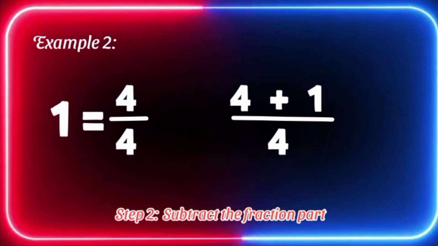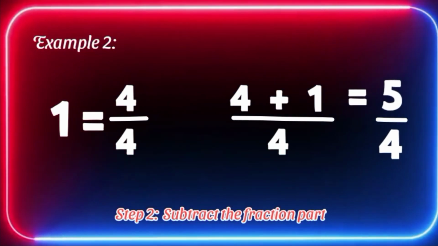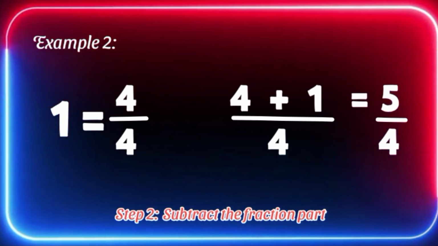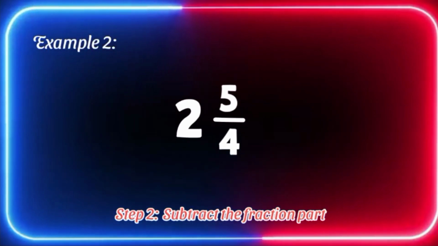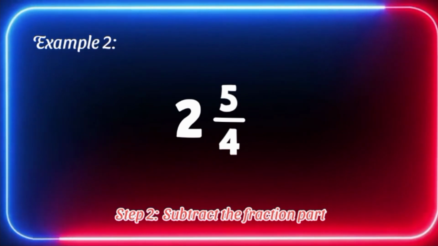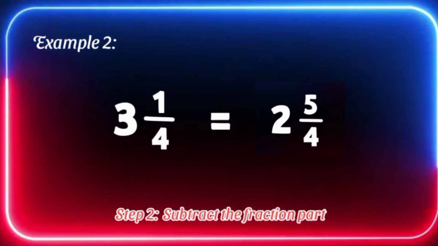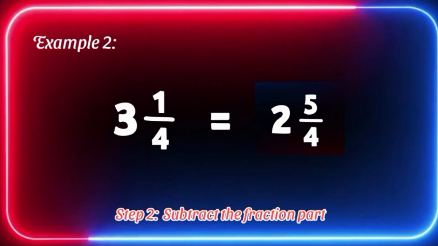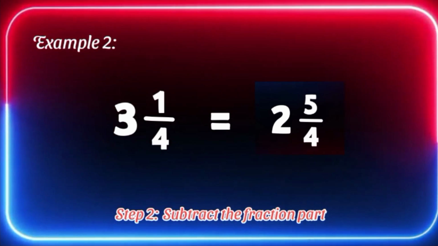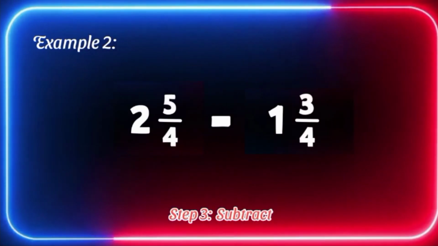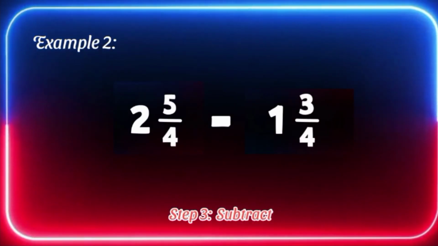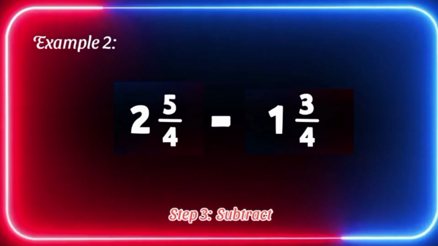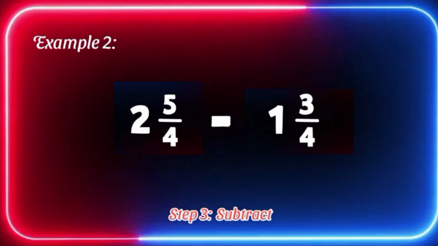Now if we add 4 plus 1, it will become 5, then copy the denominator 4. So the answer here is 2 and 5/4. Thus we have created an equivalent fraction where 3 and 1/4 is equivalent to 2 and 5/4. Now we are able to subtract the fractions. We have 2 and 5/4 minus 1 and 3/4.